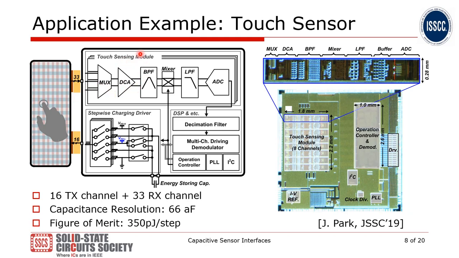For the RX channels, the mutual capacitance change is sensed in the charge domain. It is then first amplified by the differential charge amplifier, followed by the mixer to down-convert the modulated capacitance signal to the baseband. This signal is then low-pass filtered to remove the out-of-band noise, and quantized using the ADC. This filter can also prevent the out-of-band noise from being folded back into the signal band during the down-conversion process. Using all these mentioned techniques, the achieved capacitance resolution is 66 nanofarad with a figure of merit of 350 picojoule per step.